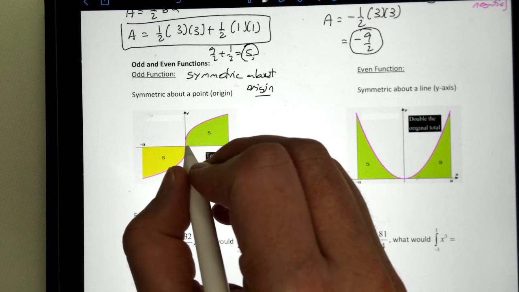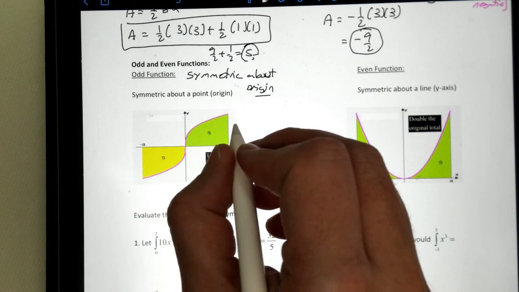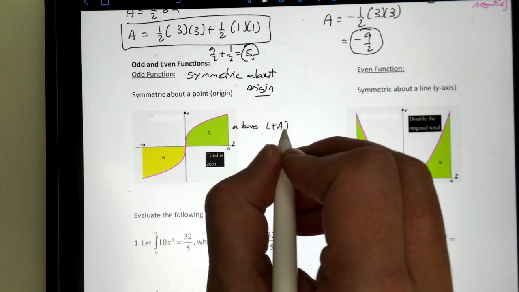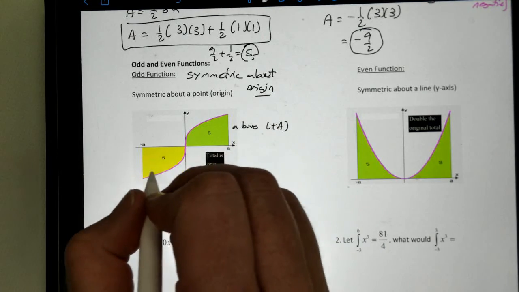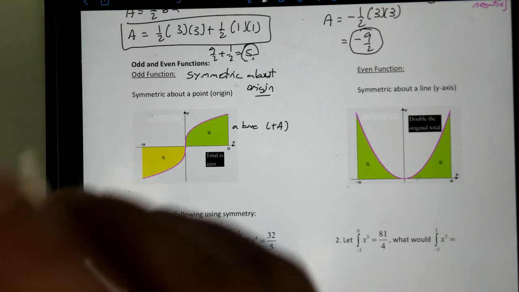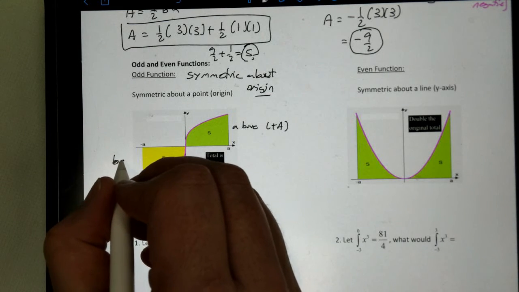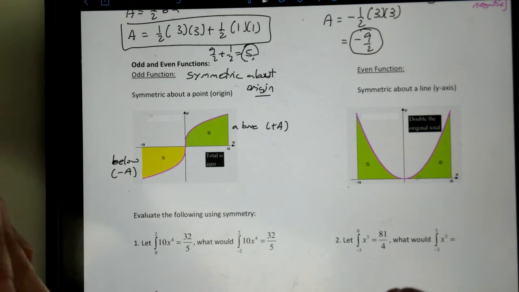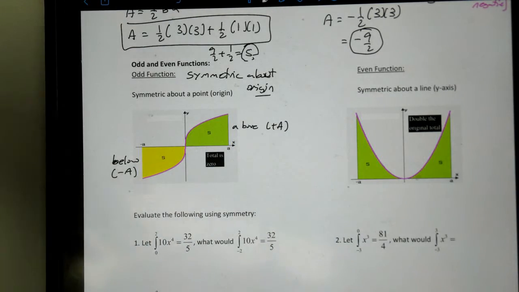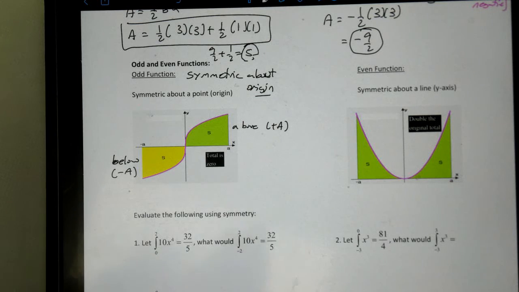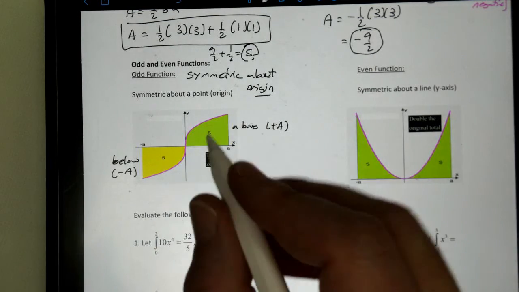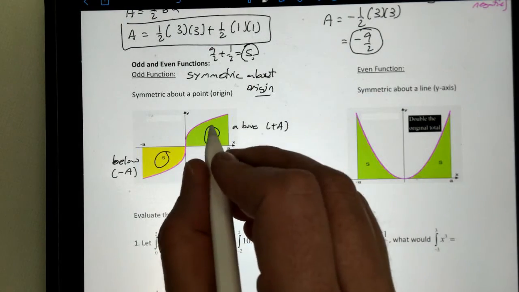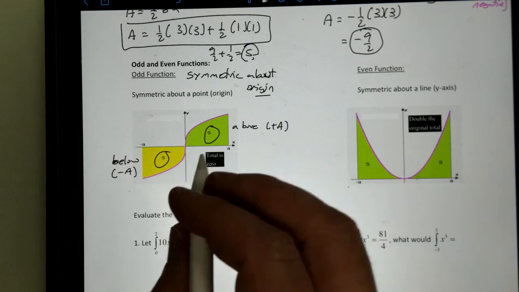So notice, on the right side, we're above the x-axis. And that's telling us that this is a positive area. On the left side, notice, we're below the x-axis. Now, according to our rule, if we're below, we have a negative area. Again, area really can't be negative. We're just saying it's more directional. It's just telling us that we're below the x-axis. So, if it's symmetric, that means these two have to be the same, but opposite signs.